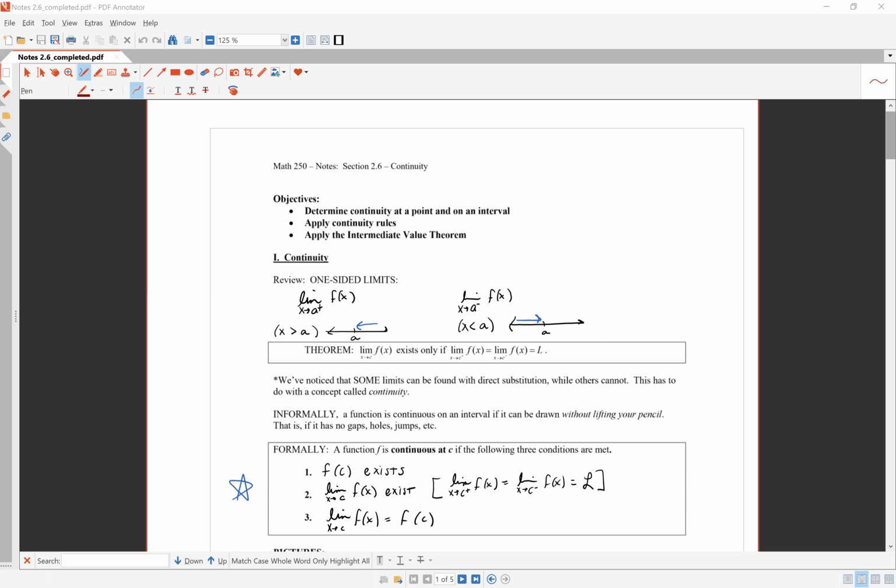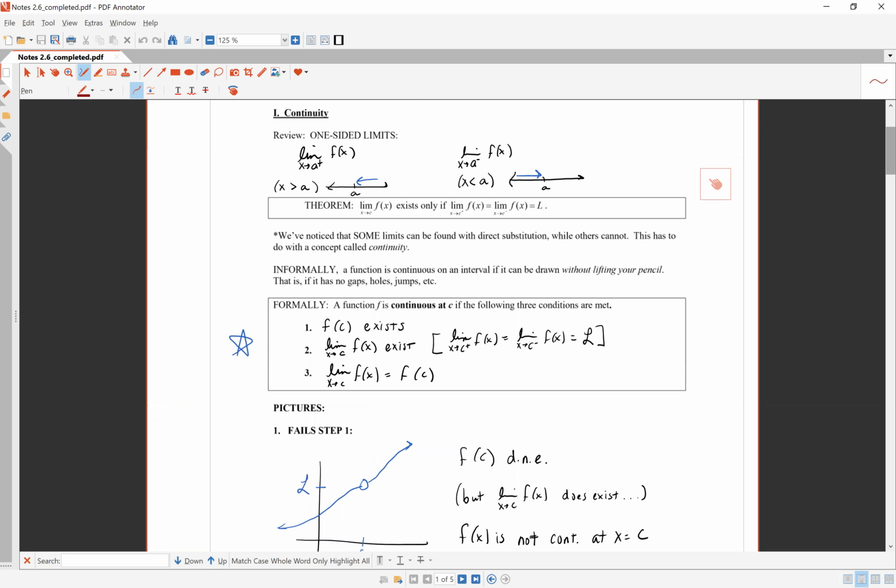So let's just talk about that in the box. Formally, what does it mean for a function to be continuous? Informally, this is the way I always think about it. Students, at least start with this.